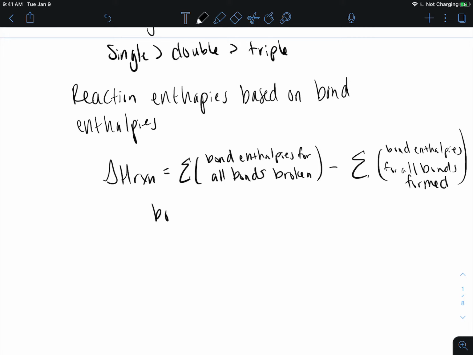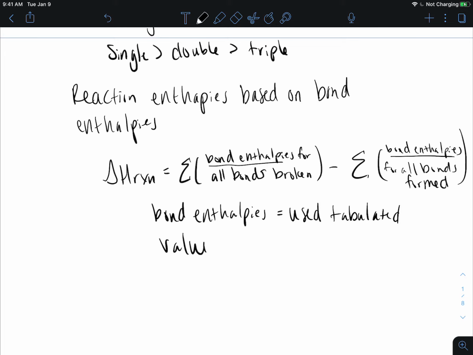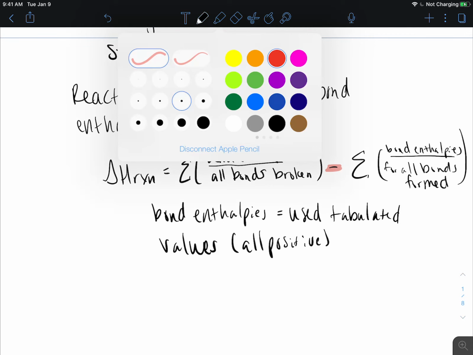For your bond enthalpies, as I said earlier, you're just going to use the tabulated data. Use tabulated values, so they will all be positive. And we just take into account the exothermic nature of the formed bonds with that negative right here.